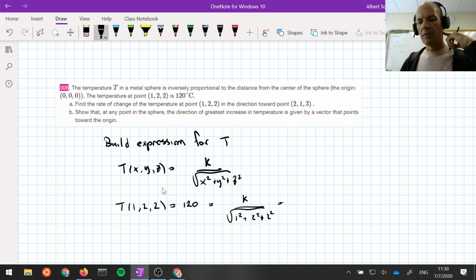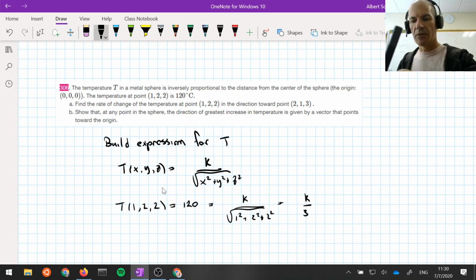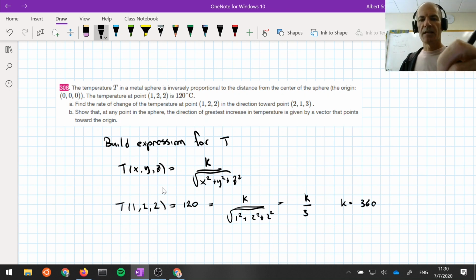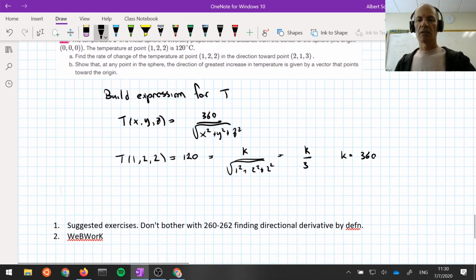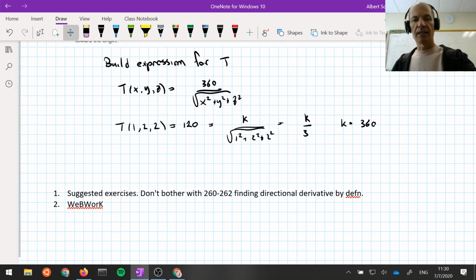The denominator of that equation is the square root of 1 plus 4 plus 4, aka the square root of 9, aka 3. And we get that 120 is equal to k over 3. Solving for k, k is equal to 360. And we can take that and definitively now express T with no constants. Find the rate of change of the temperature at the point 122 in the direction 213. That sounds a lot like a directional derivative problem.